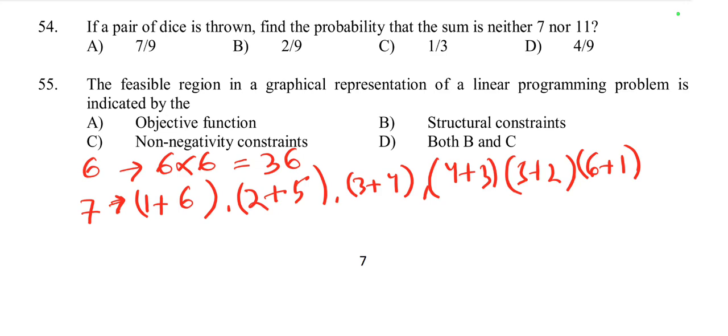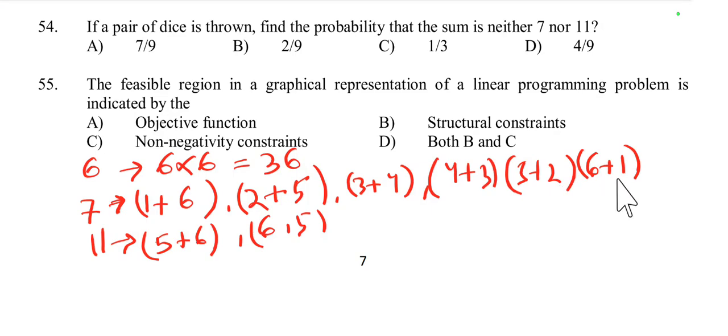Then favorable outcomes for a sum of 11. The possible combinations that give a sum of 11: if the first one is 5 and the second dice is 6, then it comes to 11, or 6 plus 5. So these are the different combinations: 1 6, 2 5, 3 4, 4 3, 5 2, 6 1. First, that is 6 outcomes, and for the second, 11, that is only 2 outcomes.